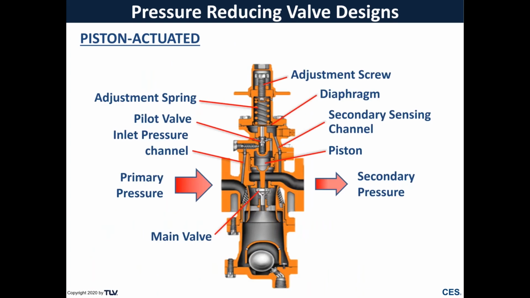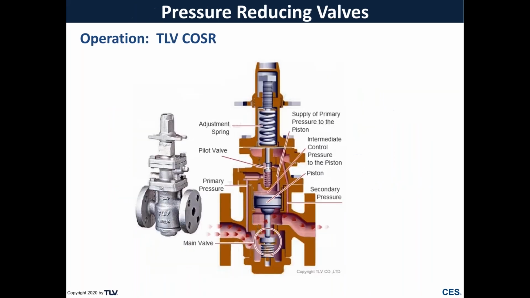In piston-actuated PRVs, a piston rather than a large diaphragm is the actuating component that opens and closes the main valve. And unlike the diaphragm valves, the pilot valve and the primary and secondary sensing channels are internal to the valve, although some models have an option for external secondary sensing. This animation demonstrates the basic operation of the COS-R16 pilot-operated piston-actuated PRV.